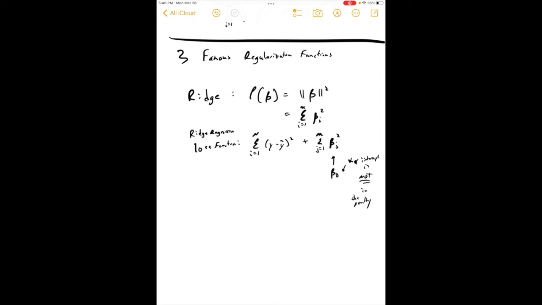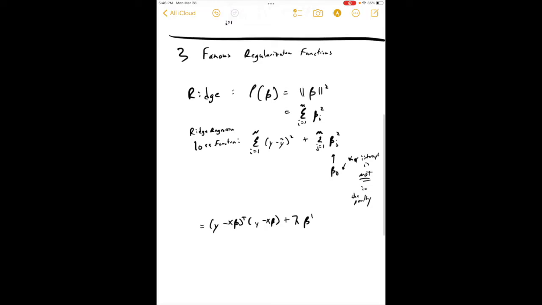Or actually, in general use, if we change this to matrix notation, what we're actually using is y minus x beta transpose times y minus x beta plus lambda here, beta transpose times beta. Now this is, of course, the sum from j equals 1 to m of all of the betas squared. But this guy right here, this is going to allow us to control the amount of regularization.